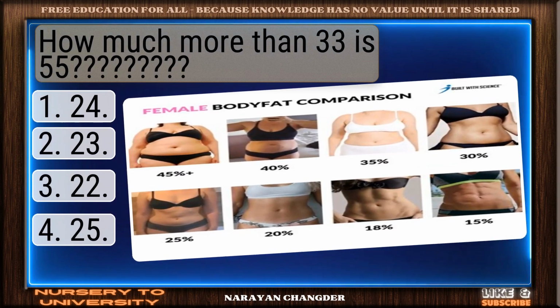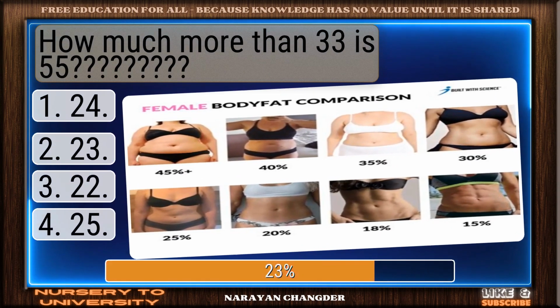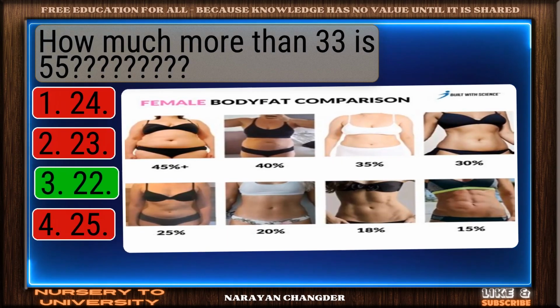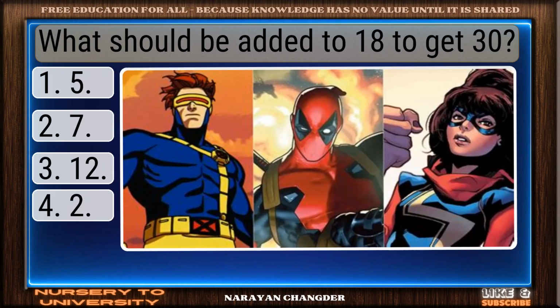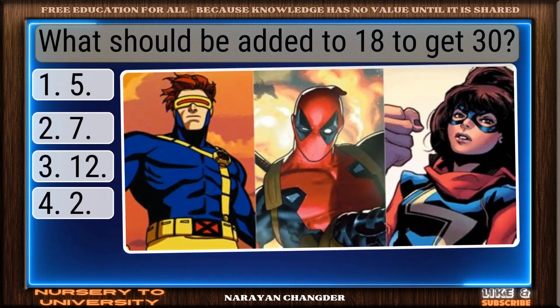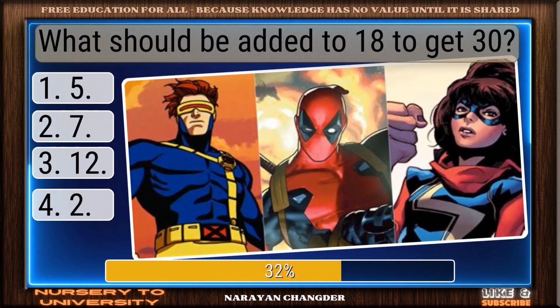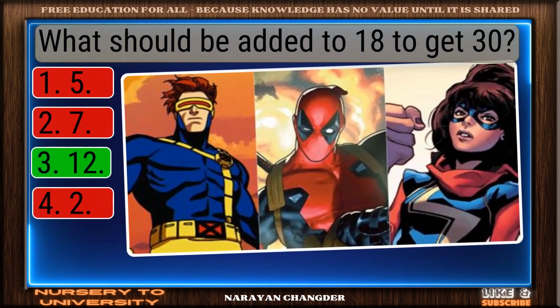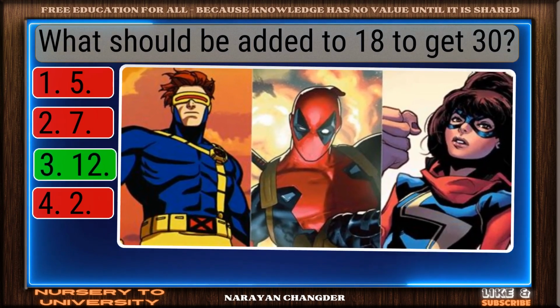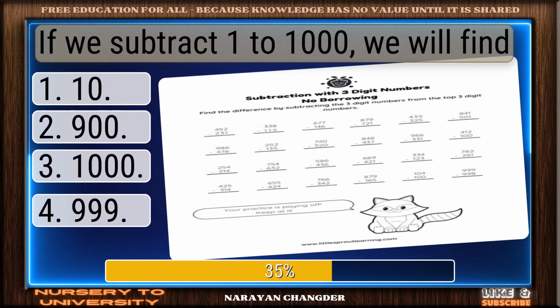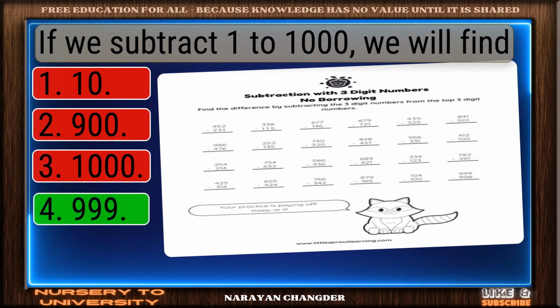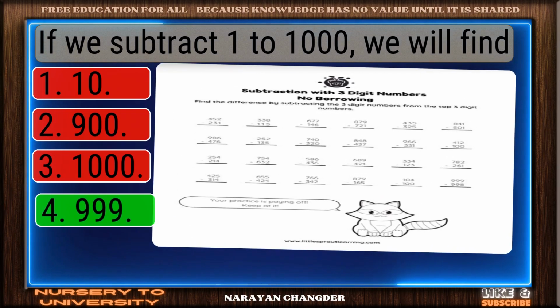How much more than 33 is 55? Correct response. 22 is the most accurate answer. What should be added to 18 to get 30? Well picked. 12 is the correct answer. If we subtract 1 to 1000, we will find? You chose 9099, and it is correct.